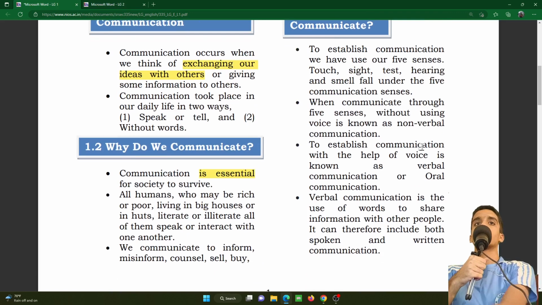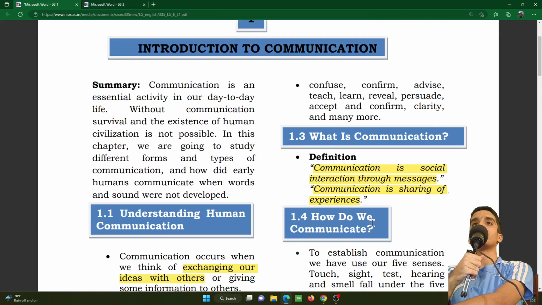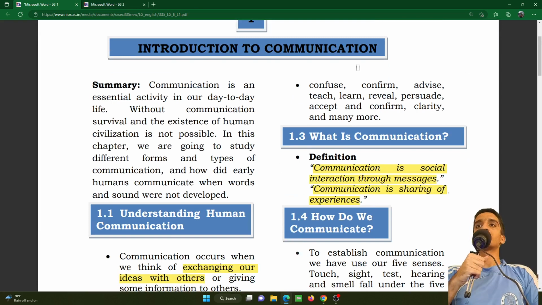Why do we communicate? Communication is essential for society to survive. All humans, whether rich or poor, living in big houses or in huts, literate or illiterate, all of them speak to interact with one another. We communicate to inform, misinform, consult, sell, buy, confuse, confirm, advise, teach, learn, reveal, persuade, accept, clarify, and many more.